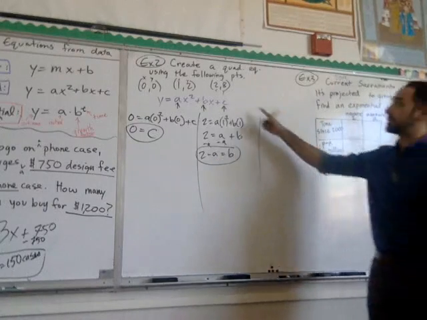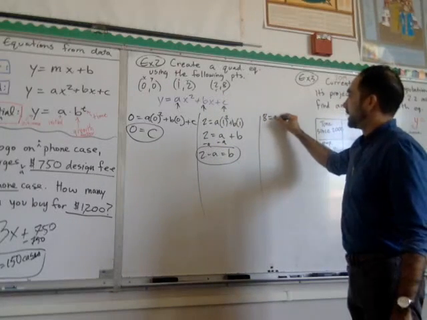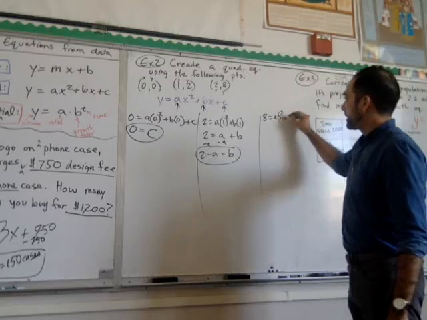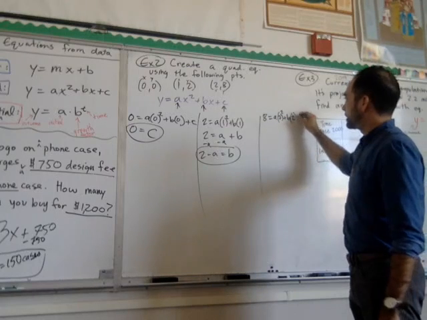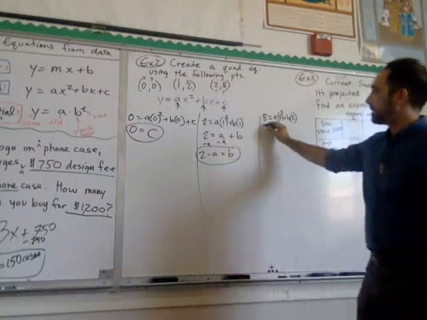Okay. So let's do the last point here. 8 is equal to A times 2 squared plus B times 2 plus 0. Go and solve this out.